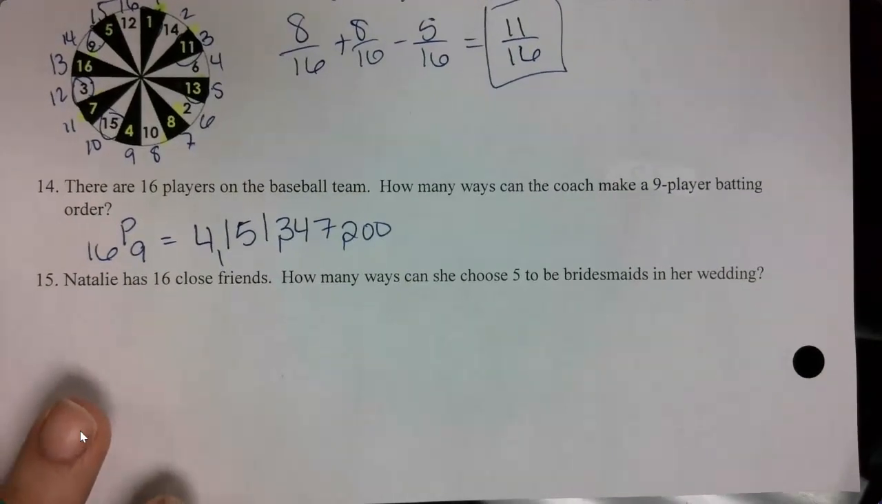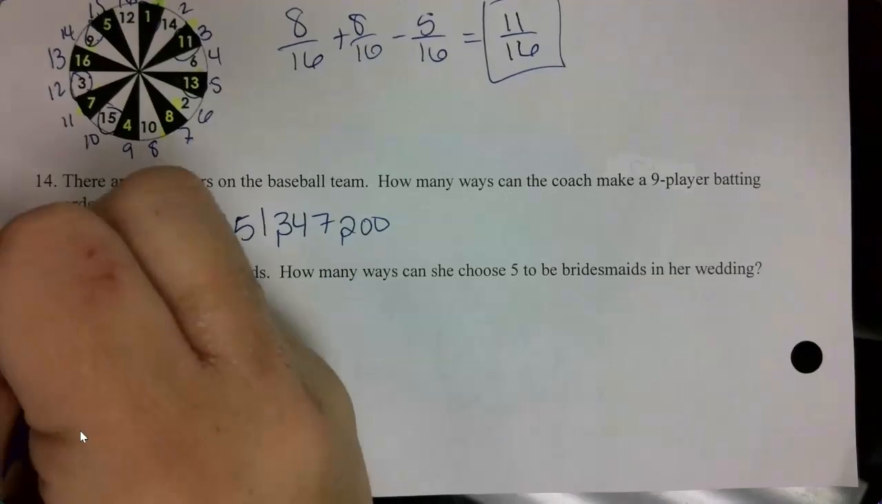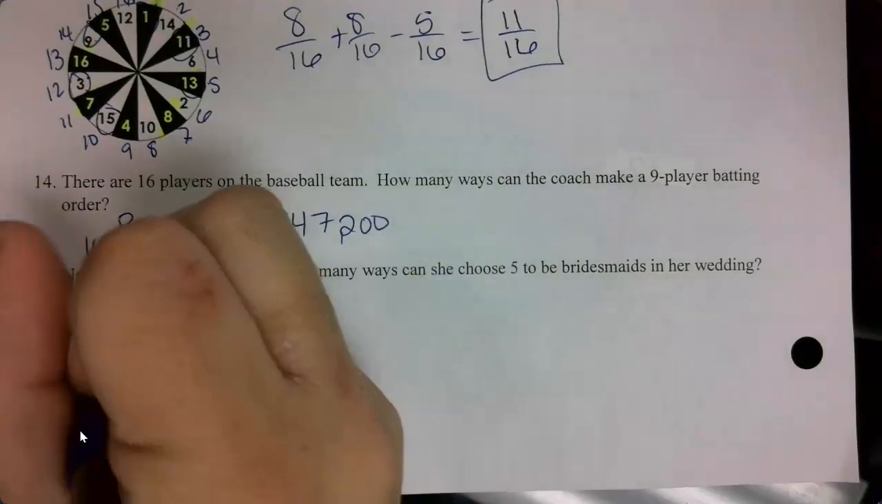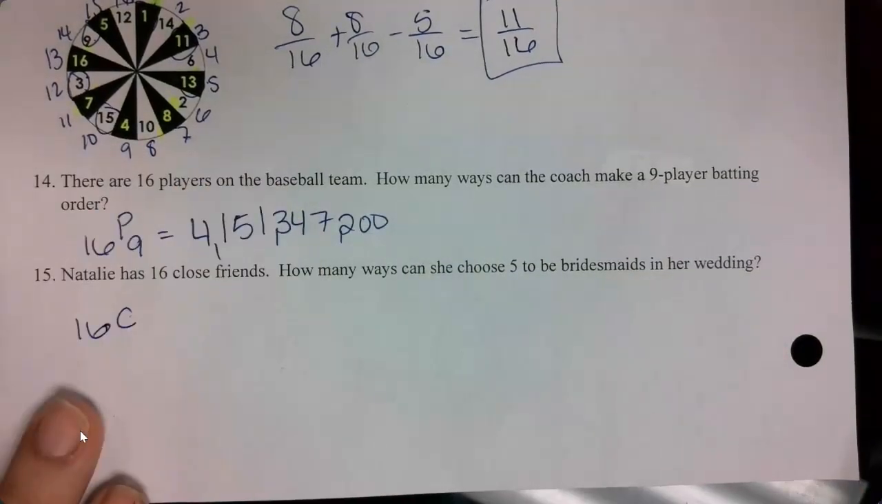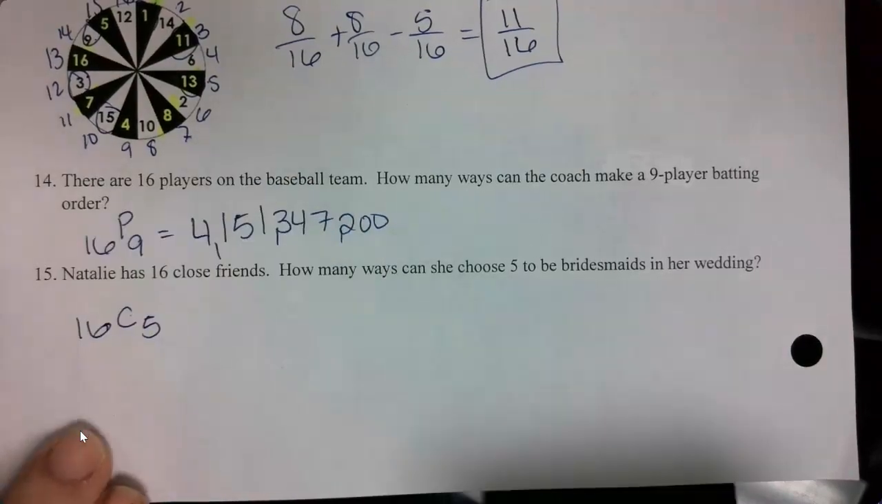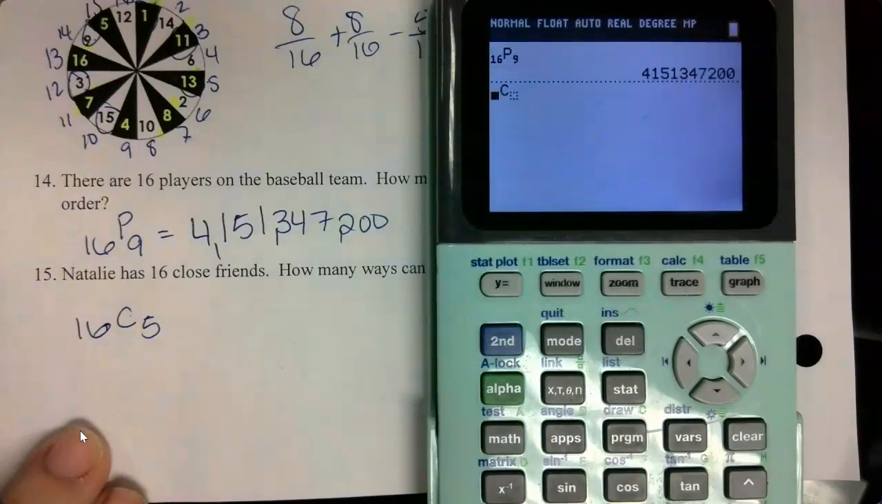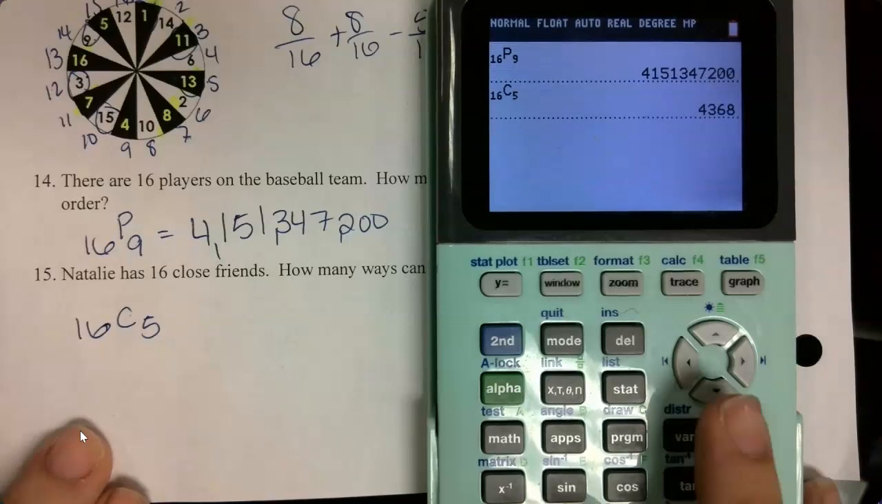Number 15 says Natalie has 16 close friends. How many ways can she choose 5 bridesmaids to be in her wedding? She doesn't care where they're standing. She's just choosing her friends. Oops, yeah, 16. So, because order doesn't matter, I'm going to do 16C5. So then I go math, arrow over to probability, choice 3, 16, and then 5, 4,368.